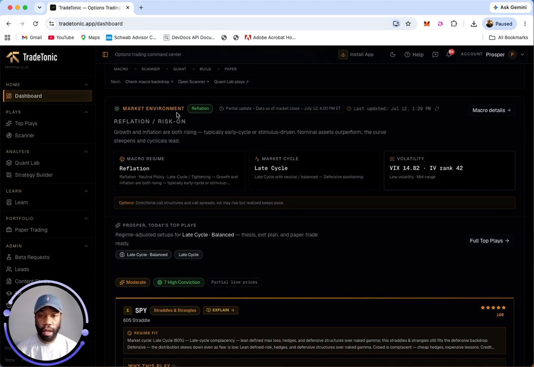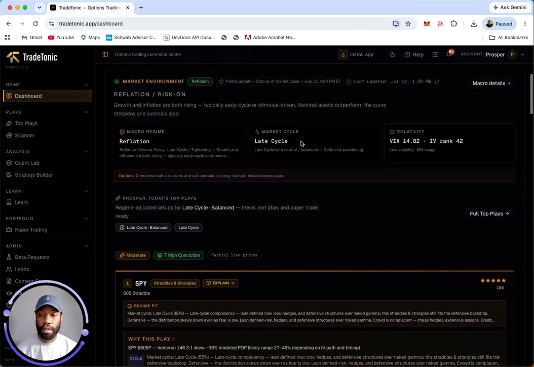So we're here on the macro environment part of the dashboard. And as you can see, we're in an environment close to reflation, but slightly risk on, right? Growth and inflation are both rising, typically early cycle or stimulus driven. Nominal assets outperform, the curve steepens, and cyclicals lead.